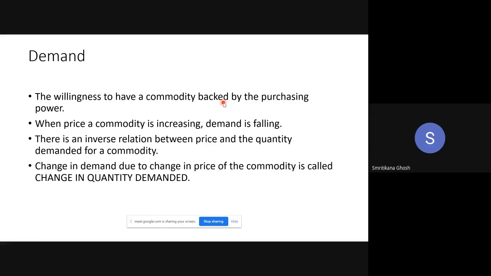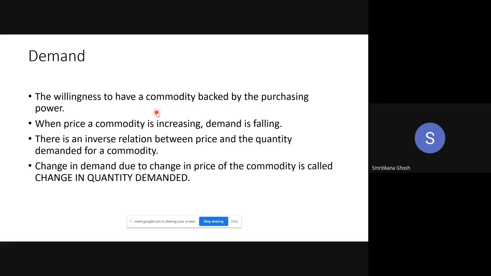Anyone? The definition of demand, do you have any problem with the first two lines? The willingness to have a commodity backed by the purchasing power. So you may want this and that, but you must have money in your pocket. If you have the money and you are interested to have the commodity, then this is called demand. But if you don't have the money and you are interested to have the commodity, this is not demand in case of economics. It is just your willingness.